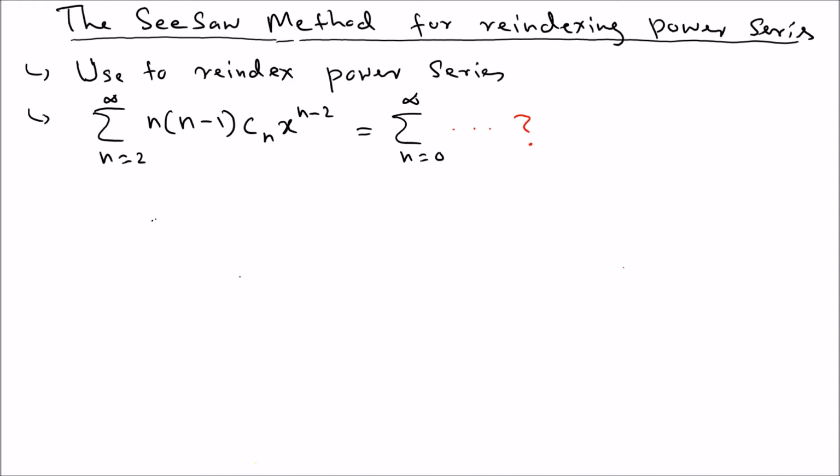That's the one we're trying to understand. There are textbook methods to do it, but it can be complicated sometimes because you try to pick a different variable and set it equal to n minus 2. But we can talk about a very quick way to get the answer. It's called the SeeSaw method.